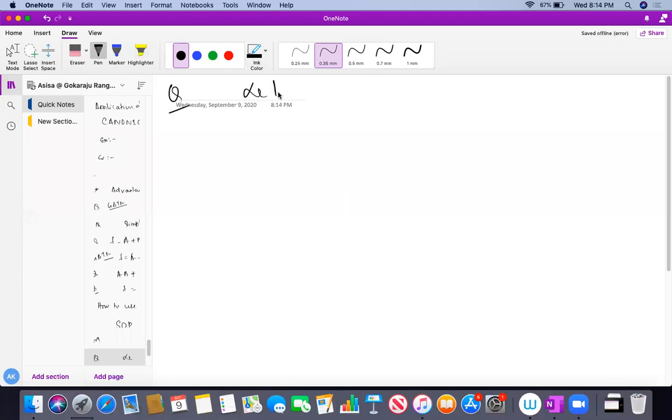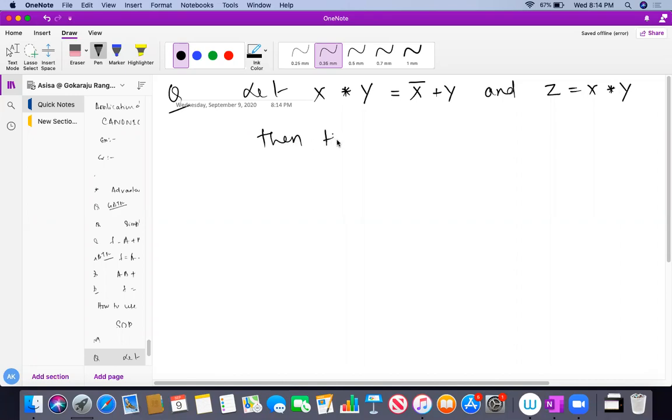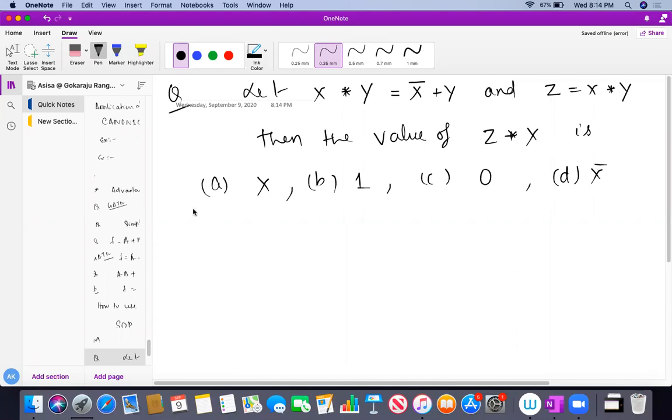These are all questions I have taken from the GATE questions, nothing else. Let x and y be such that x bar or y, and z is x multiplied by y. Then the value of z multiplied by x is: options are A x, B 1, C 0, D x bar. You have to solve this and show it to me tomorrow, else I'll do it tomorrow, don't worry.